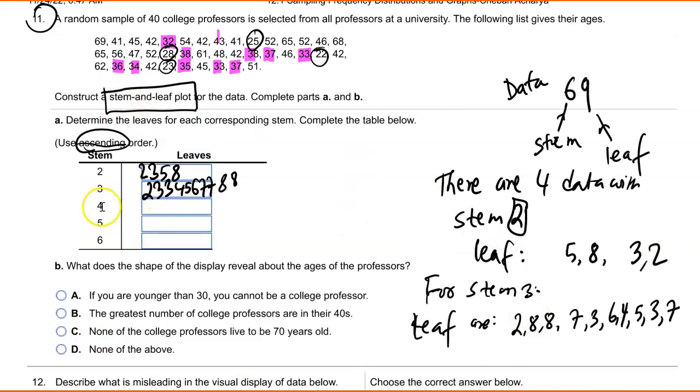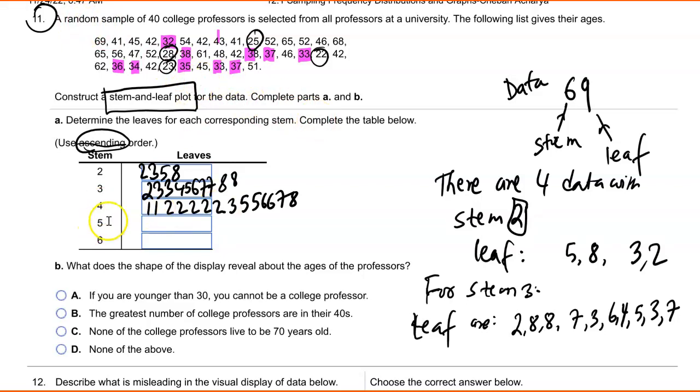For stem 4, your leaf is 1, 2, 2, 1. But if you put in order, I'm not going to count like before. You guys pause the video and find the leaves and see if you got the same as mine. Okay, let me type it for you. 1, 1, 2, 2, 2, 2, 2, 3, 5, 5, 6, 6, 7, 8. Okay, that's for stem 4.